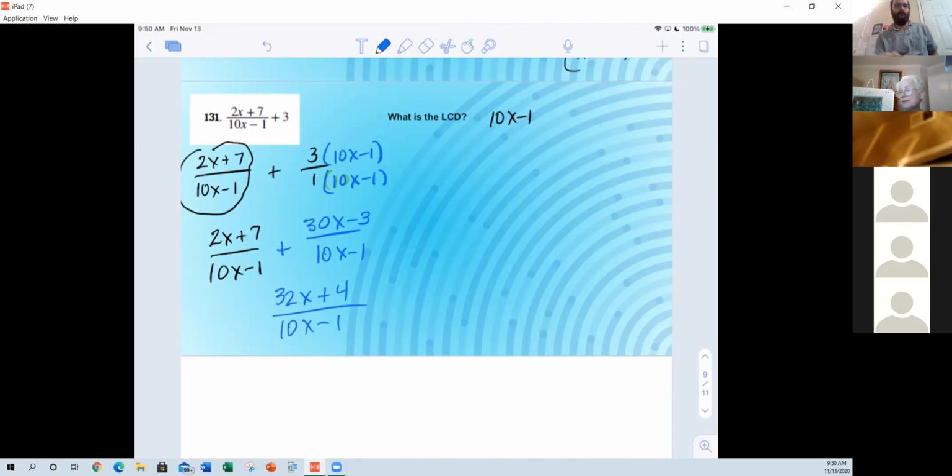Oops. I might be through, but I might not be through. So I don't like to finish. I don't like to say I'm totally through unless everything is completely factored. So could I factor the numerator?